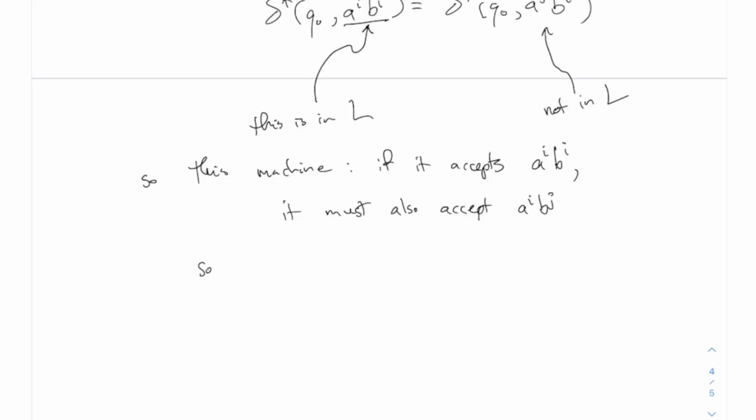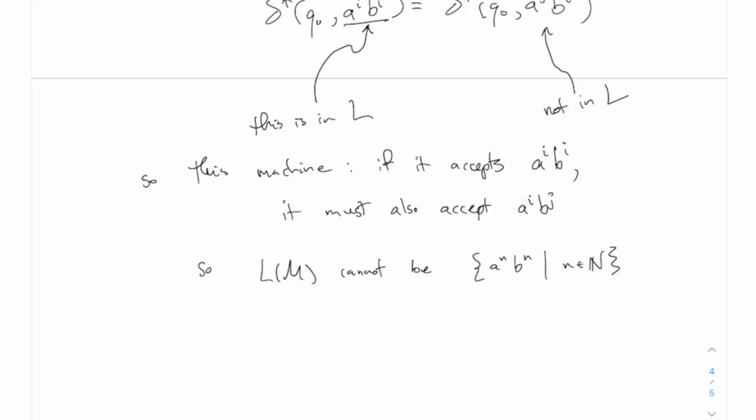So the language of M cannot be just this, a to the n, b to the n. If you want to accept those things, you're going to have to accept more than that. You can't just accept that set. Really, all of this comes down to the finiteness. That was the crucial ingredient of this argument.